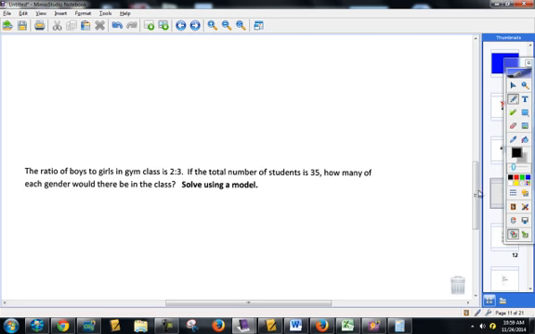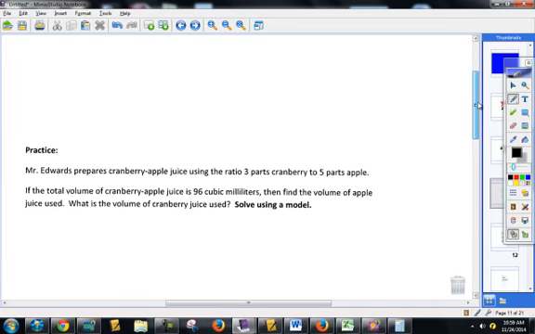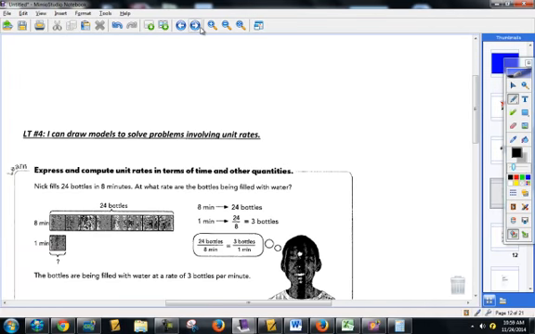Okay? Go ahead and go to the next page. We're going to skip this page for now. We're going to do this in class. Okay, so just leave it blank.